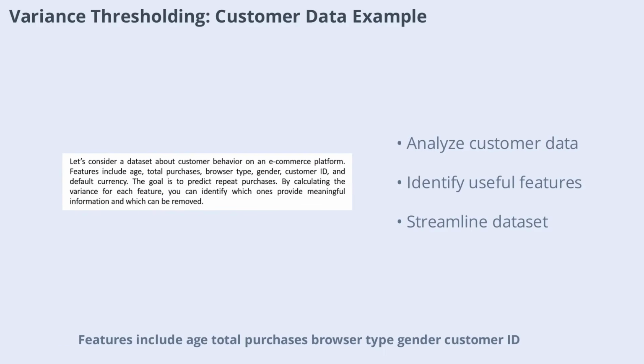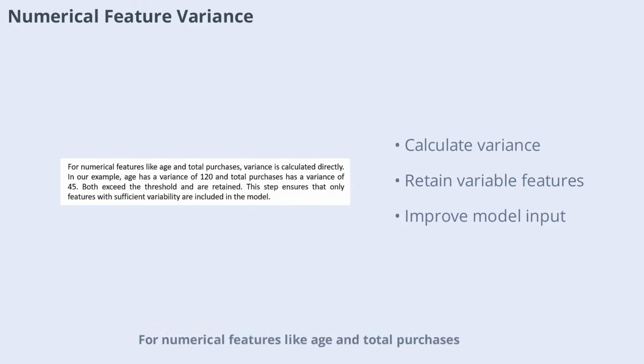Features include age, total purchases, browser type, gender, customer ID, and default currency. The goal is to predict repeat purchases. By calculating the variance for each feature, you can identify which ones provide meaningful information and which can be removed. For numerical features like age and total purchases, variance is calculated directly.